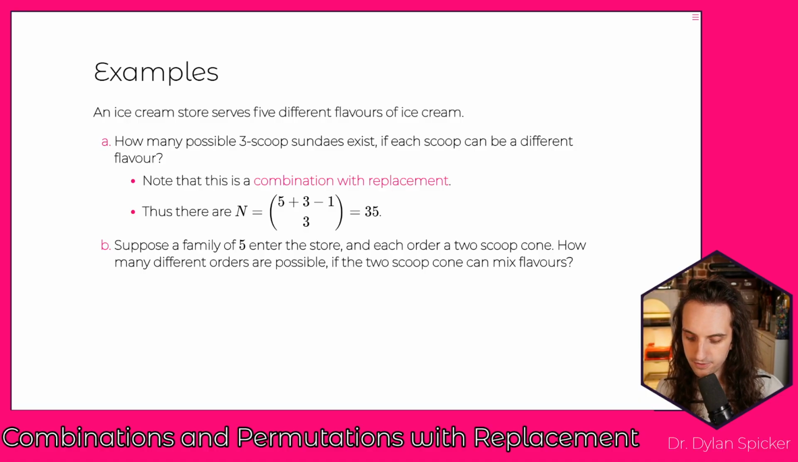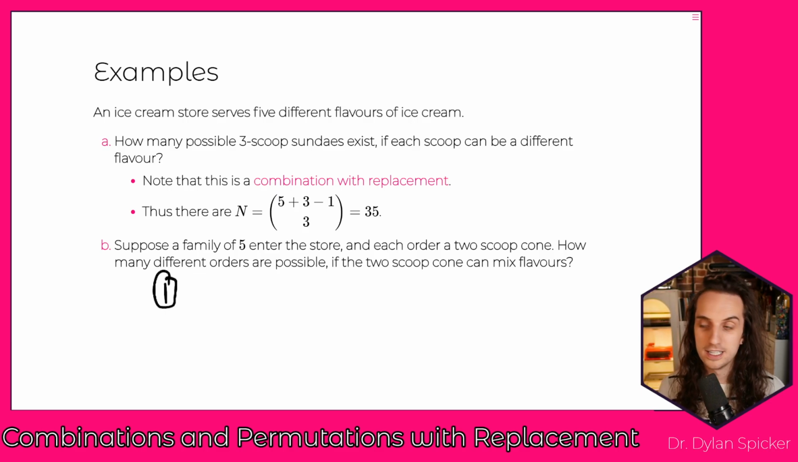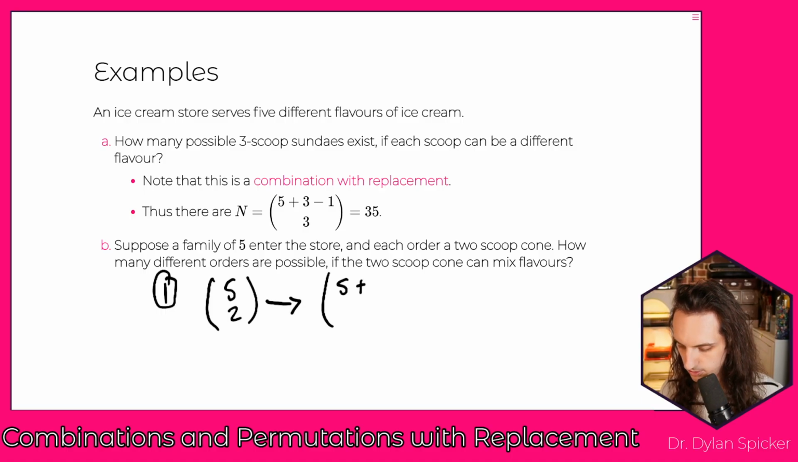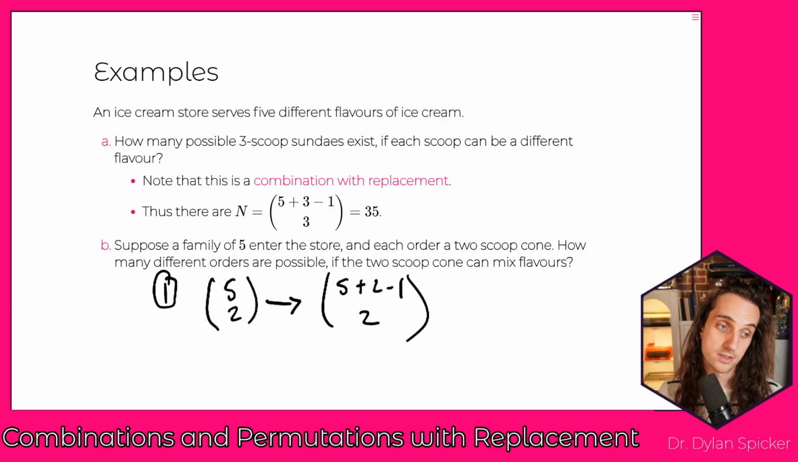Now, suppose that we have a family of 5 that enter the store and they each order a 2-scoop cone. How many different orders are possible if the 2-scoop cone can mix flavors? And so there's actually going to be 2 steps here, right? The first step that we want to know is, well, how many different 2-scoop cones exist, right? And again, we're not doing 5 choose 2, right? Because 5 choose 2 would suggest that we have to take different flavors. Instead, what we're going to be thinking about is going 5 plus 2 minus 1, choose 2, right? And so that's actually going to be 6 choose 2 on our total number of 2-scoop cones.